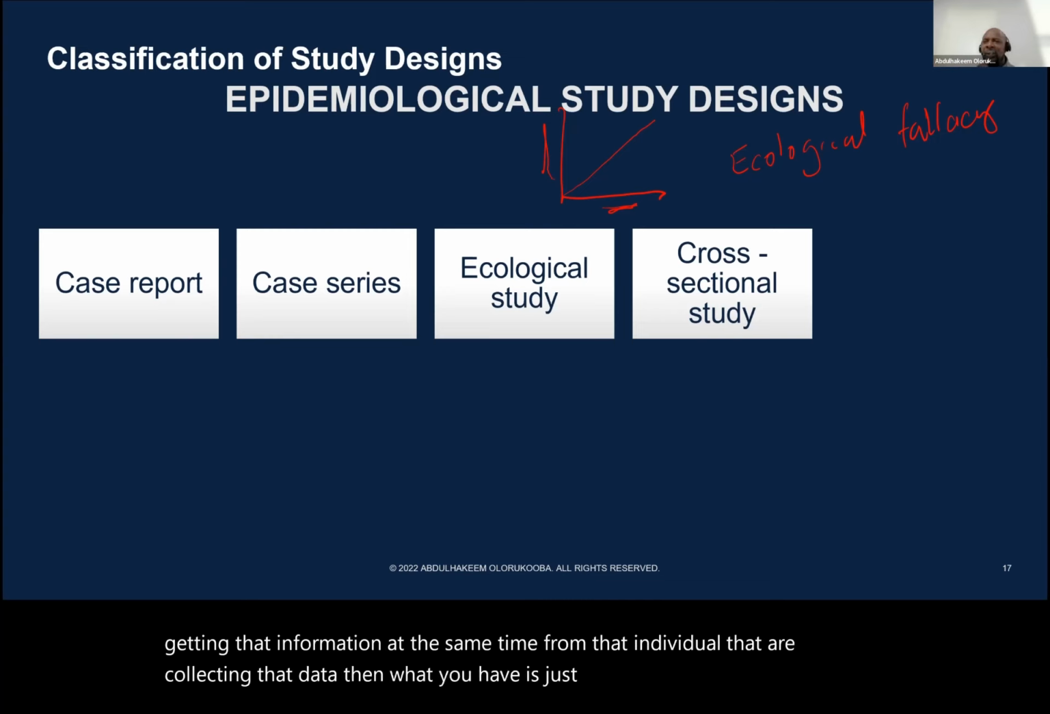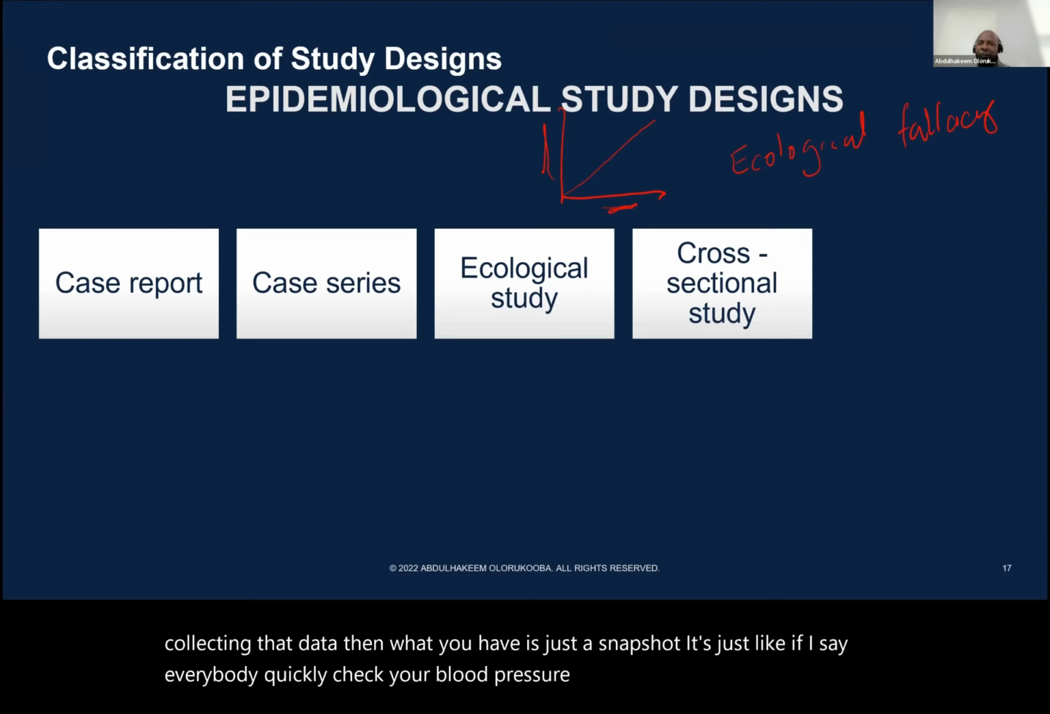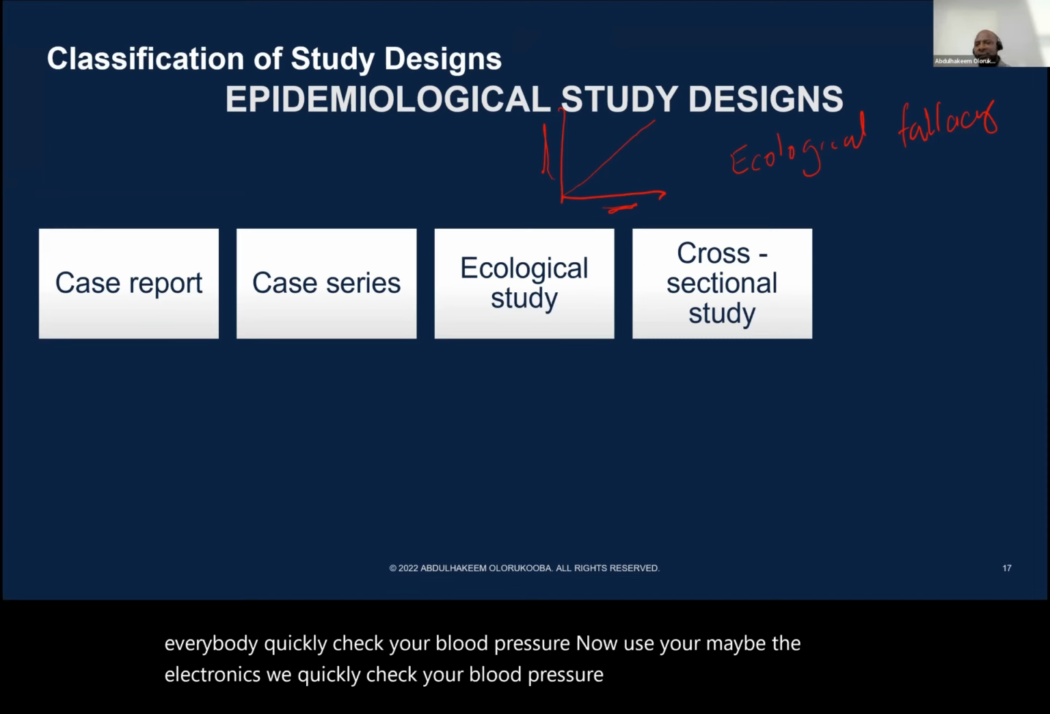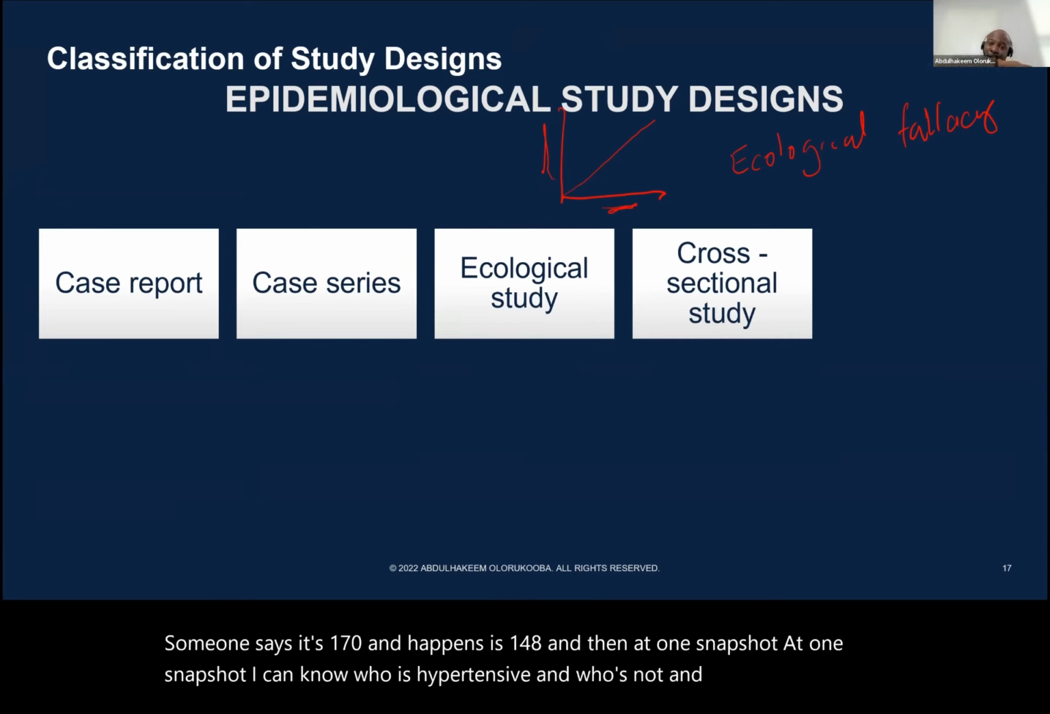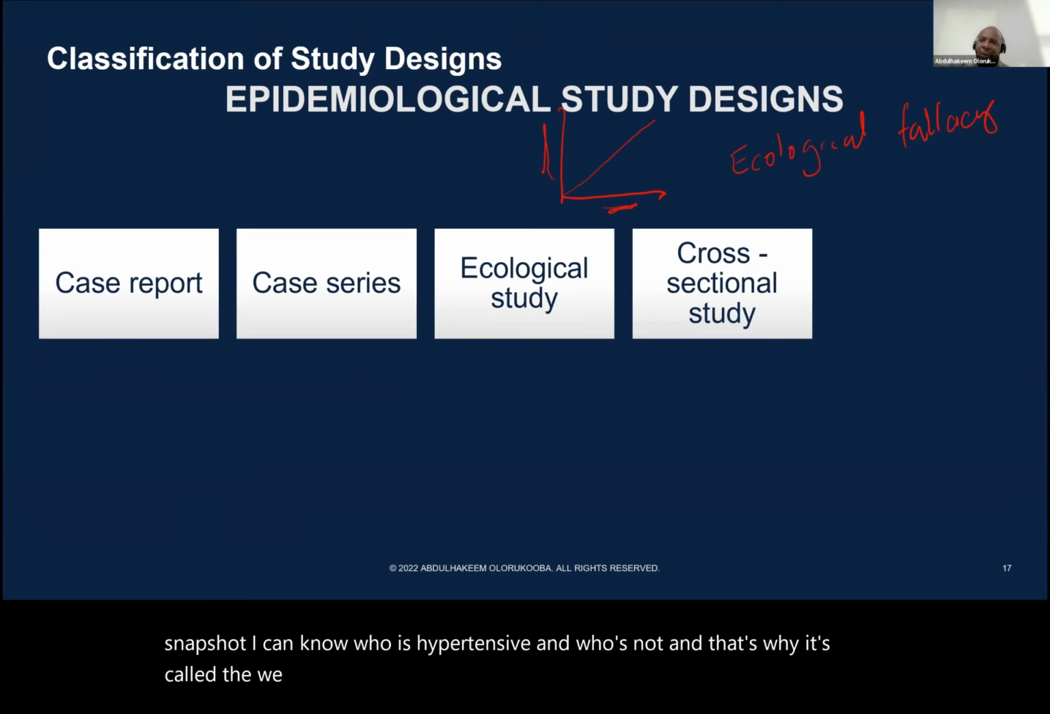It's just like if I say, everybody quickly check your blood pressure now, use your sphygmomanometer, maybe the electronic one, and put it in the chat. Someone says it's 170, another person says 148, and at one snapshot, I can know who is hypertensive and who's not. That's why we just do a cross section of everybody that is on this call. This is a cross-sectional study.